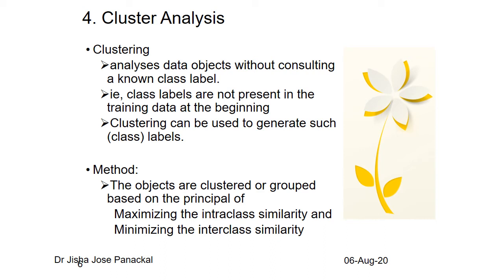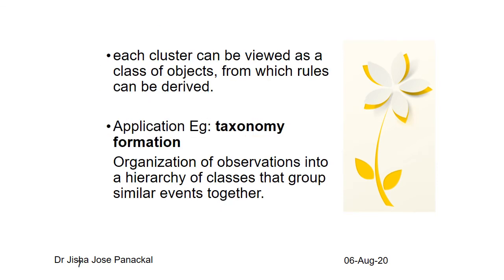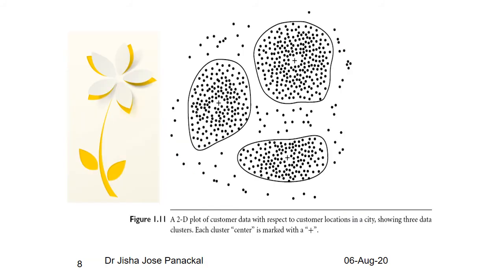maximizing the intra-class similarity and minimizing the inter-class similarity. This is the principle behind clustering. We have to maximize the intra-class similarity, and we have to minimize the inter-class similarity. Each cluster can be viewed as a class of objects from which rules can be derived. And we are forming cluster 1, cluster 2, like that, and from which we can derive rules. An application example is taxonomy formation, an organization of observations into a hierarchy of classes that group similar events together. So this is a practical example for clustering.